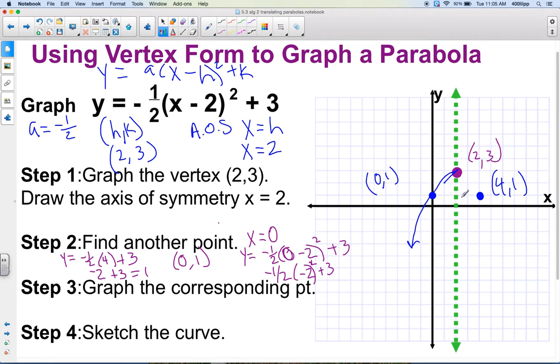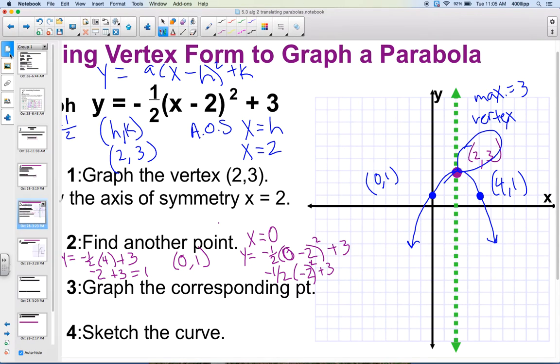Sorry for my bad parabolas. It's kind of hard to draw on this tablet, but you guys get the idea. There it is. We also knew it was facing down, which also meant that (2, 3), which was your vertex, is also your maximum point. And the maximum would be equal to 3, the y coordinate of your vertex. All right, moving on.